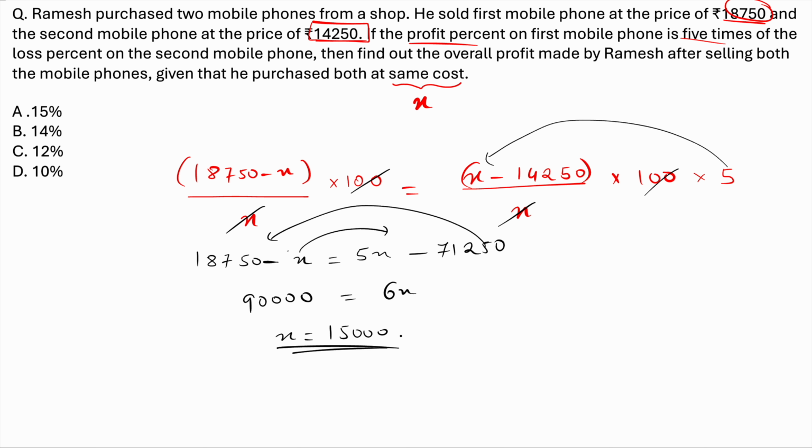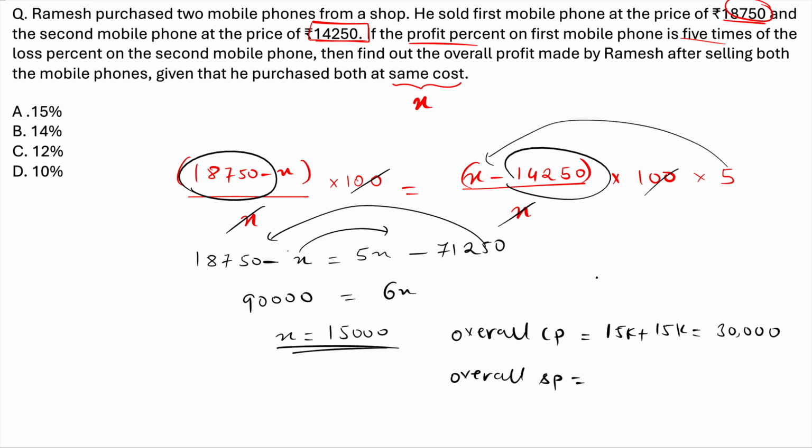Right? So the cost price of each mobile is 15,000 rupees. Now I can find out the overall cost price. Right? I have an overall CP of 15,000 plus 15,000. 15k plus 15k is 30k. That is 30,000, the overall cost price. And we can also find out the overall selling price. Overall selling price is 18750 plus 14250, isn't it? So it will become 18 and 14, 32, 750 and 250 is 1000.